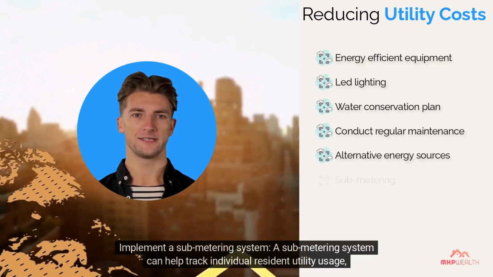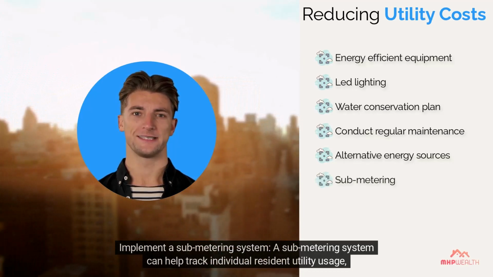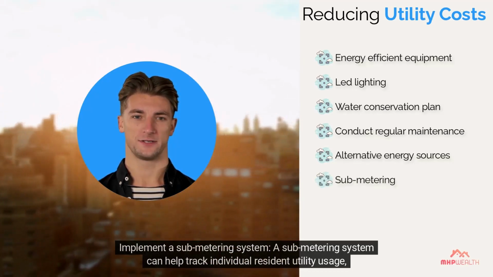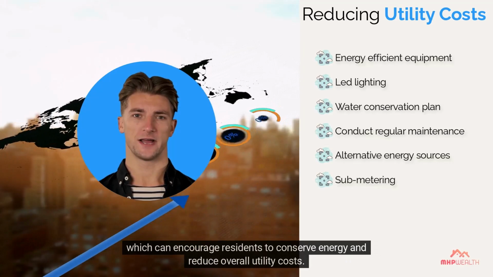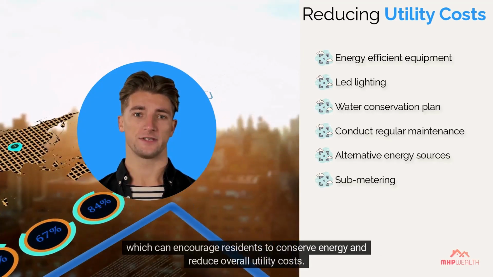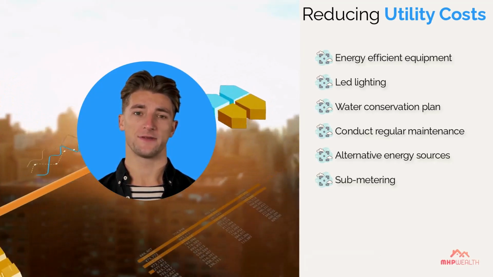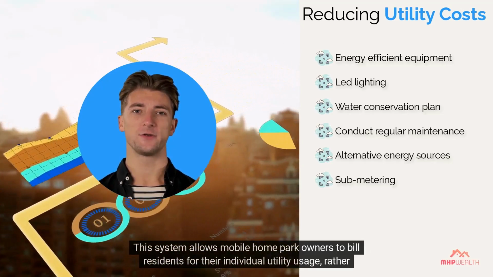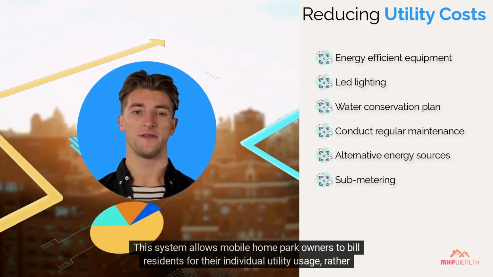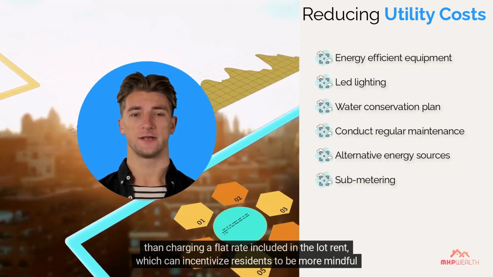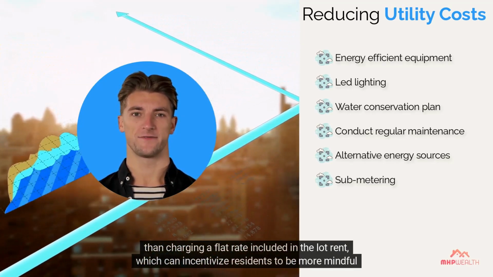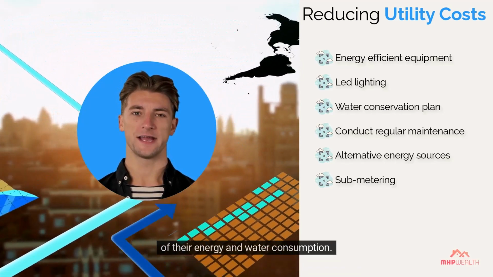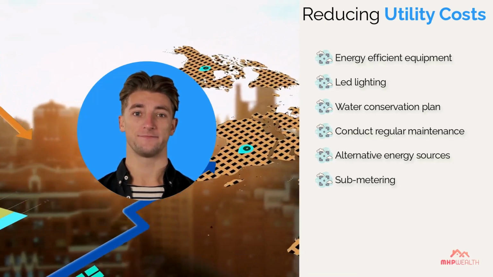Implement a sub-metering system. A sub-metering system can help track individual resident utility usage, which can encourage residents to conserve energy and reduce overall utility costs. This system allows mobile home park owners to bill residents for their individual utility usage, rather than charging a flat rate included in the lot rent, which can incentivize residents to be more mindful of their energy and water consumption.